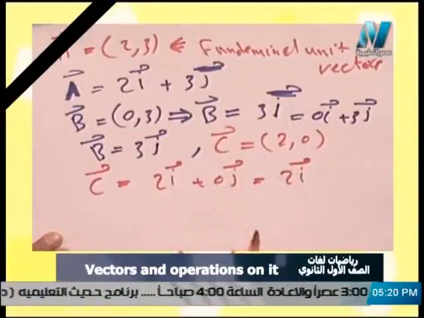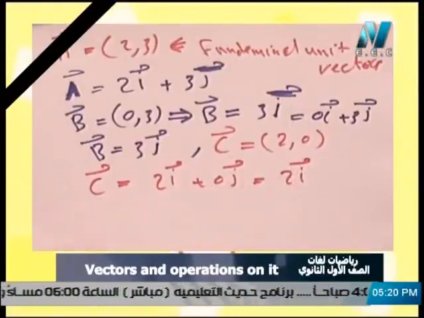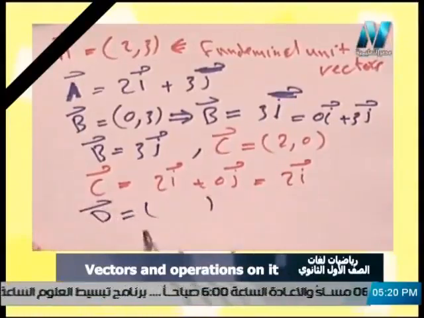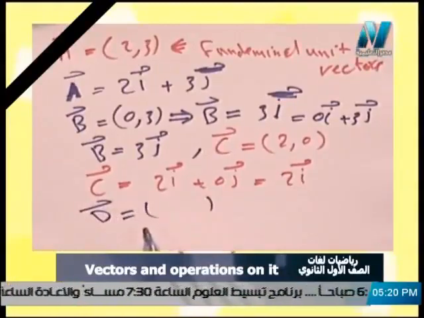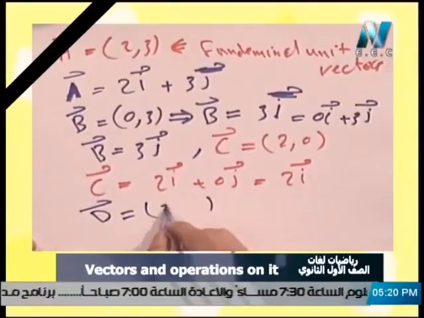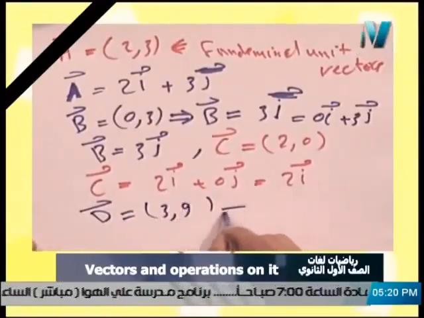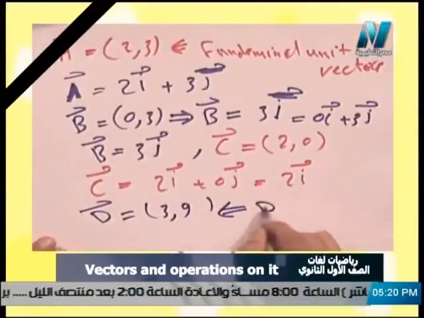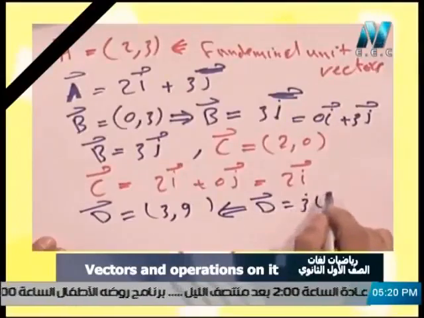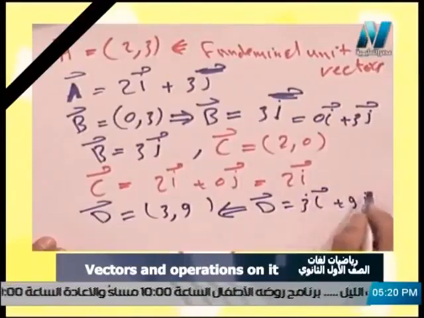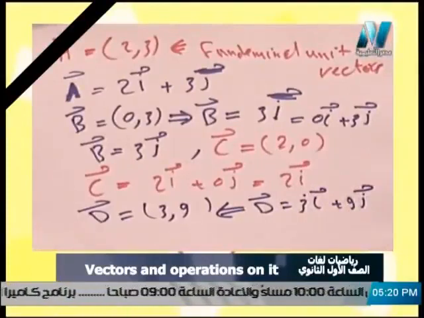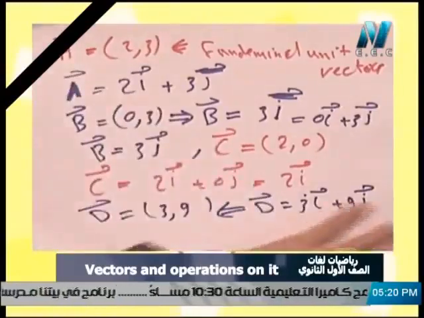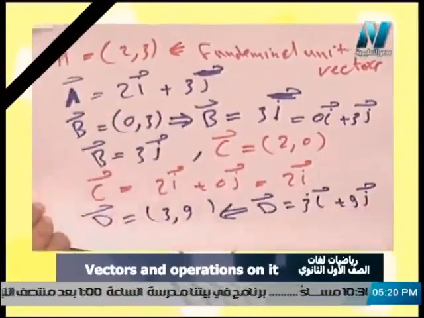Okay, and if we have another vector like d, the vector d equals (3, 9), and we would like to express this vector in fundamental unit vector form, so d equals 3i plus 9j. It's very easy for you, my dear students. Okay, let's move to another example.